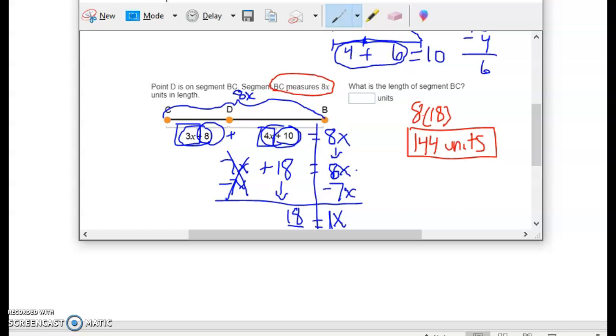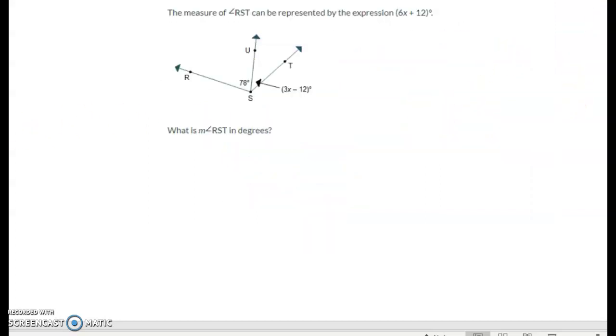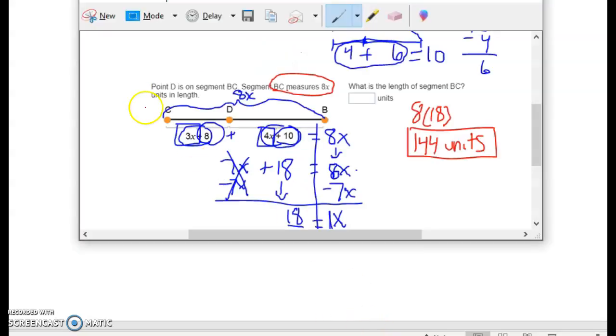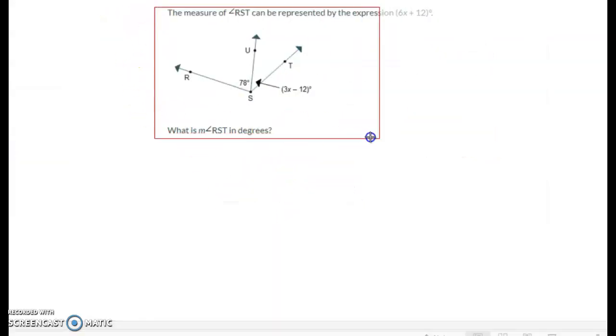All right, so that's one example of the segment addition. Now let's look at an example of the angle addition postulate. So let me get a new picture here.